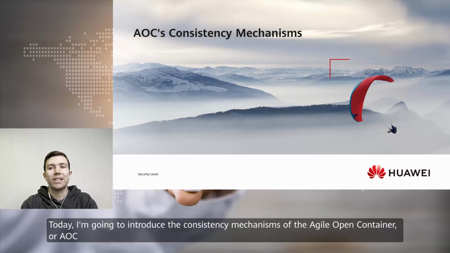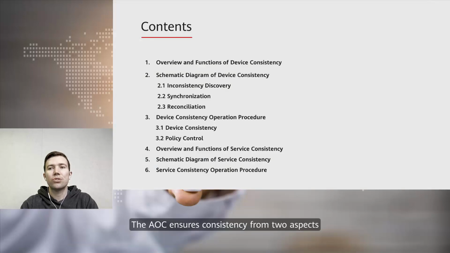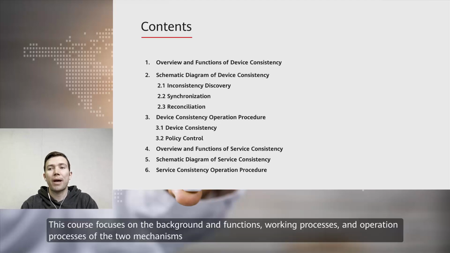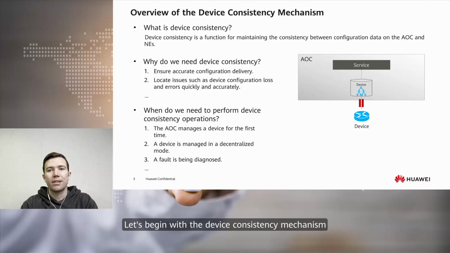Hello everyone. Today I'm going to introduce the consistency mechanisms of the Agile Open Container, or AOC. The AOC ensures consistency from two aspects: device consistency and service consistency. This course focuses on the background and functions, working processes and operation processes of the two mechanisms. Let's begin with the device consistency mechanism.